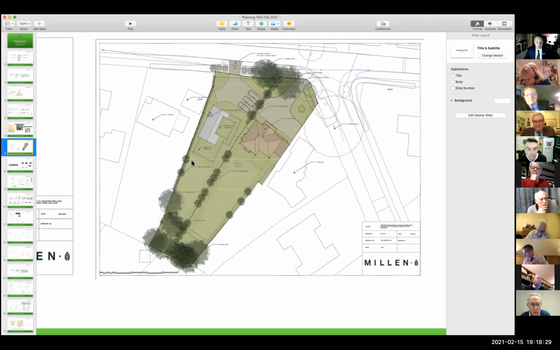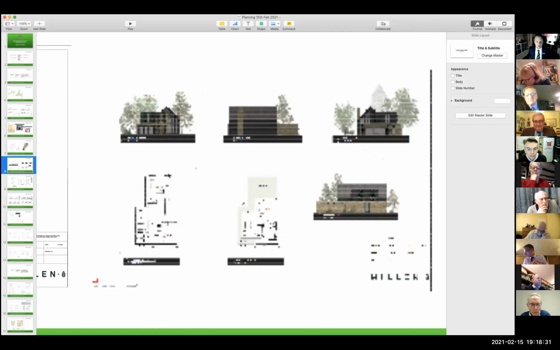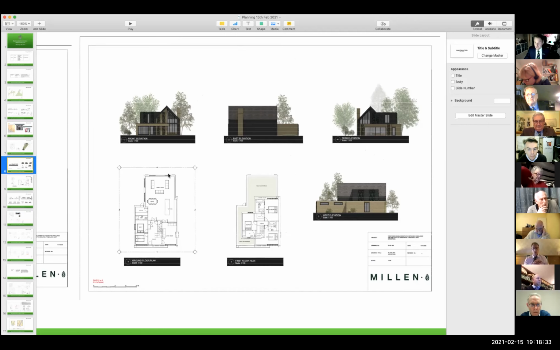Apart from that, I'm actually quite happy with this. I think it's quite attractive. So I would recommend approval. Could I have a second for that, please? Councillor Scott, any comments on this at all? Extremely attractive. If there's no other comments, then can we take a vote to approve, please? Thank you.